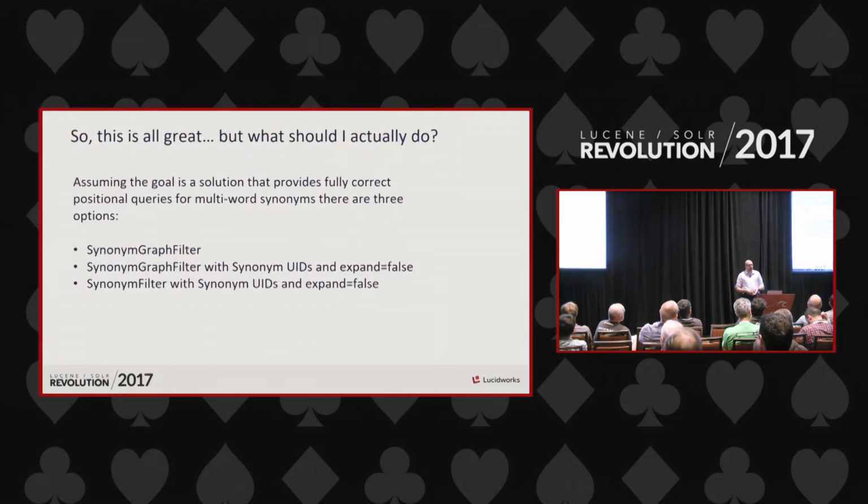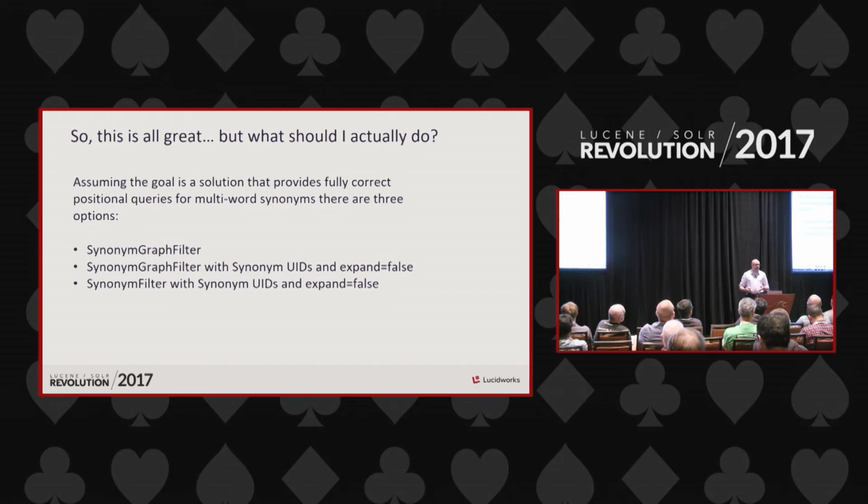So what should you actually use? Assuming that you want correct positional queries and you have multi-word synonyms, you really only have 3 options at work: the graph filter at query time, the graph filter with UIDs, or the synonym filter with UIDs. So you've got to pick.